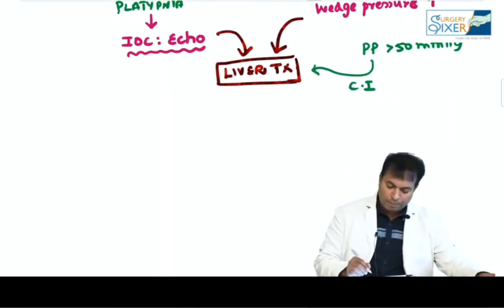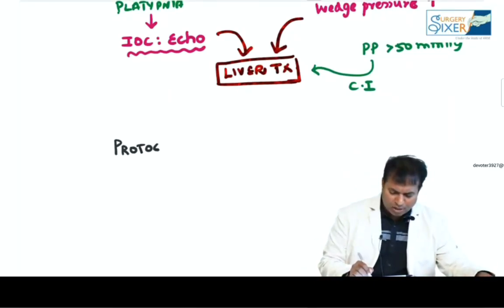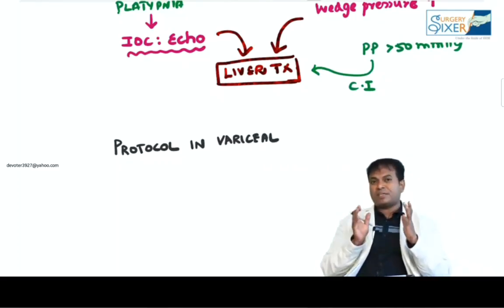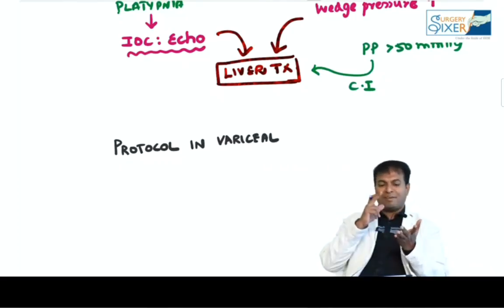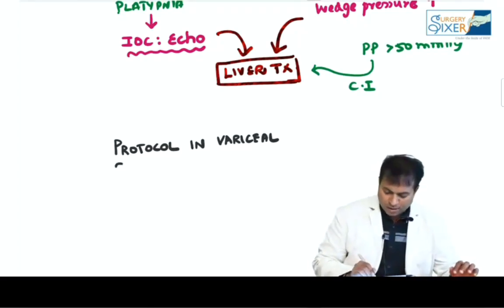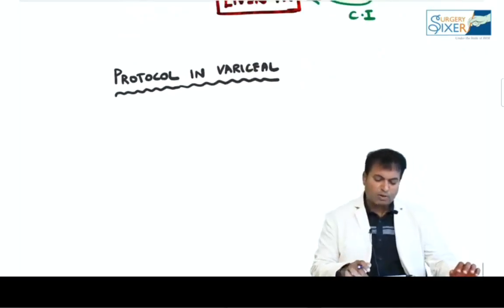In portal hypertension. Now, let me discuss the protocol. Very important protocol. Next 30 minutes is very important for you. Protocol in variceal bleed. So what are all the clinical features of portal hypertension? Don't forget, there will be ascites, splenomegaly, varices, hemorrhoids, caput medusae around the umbilicus, and what else? There will be hepatopulmonary syndrome and portopulmonary hypertension. So now, protocol in variceal bleed.